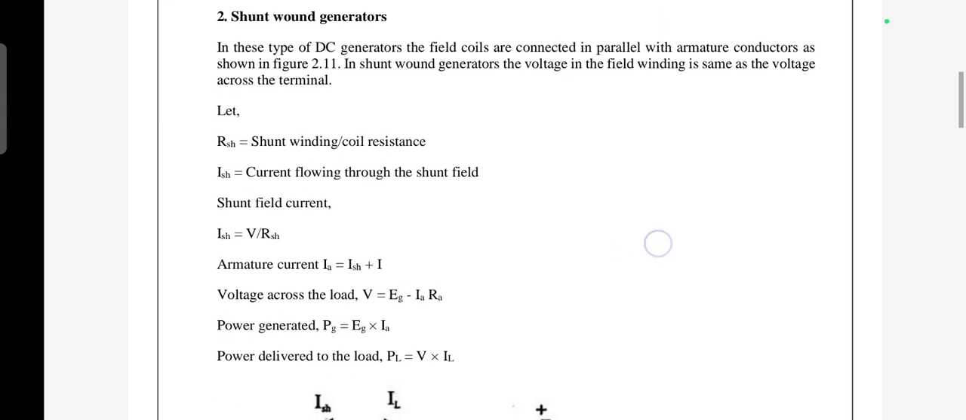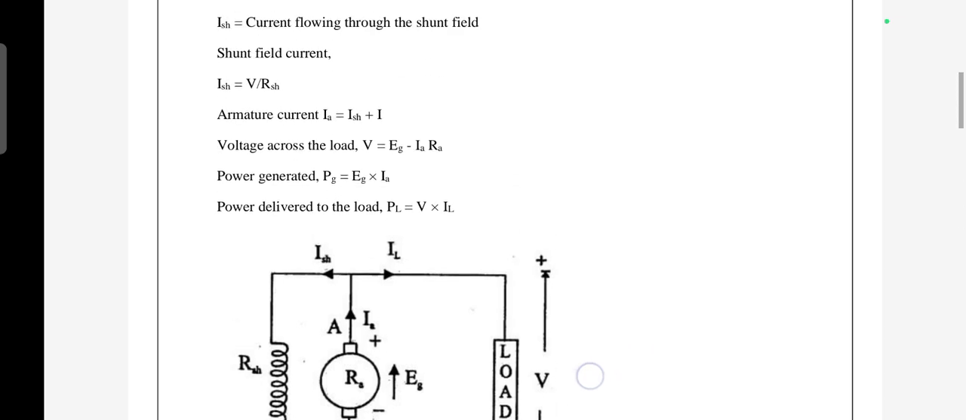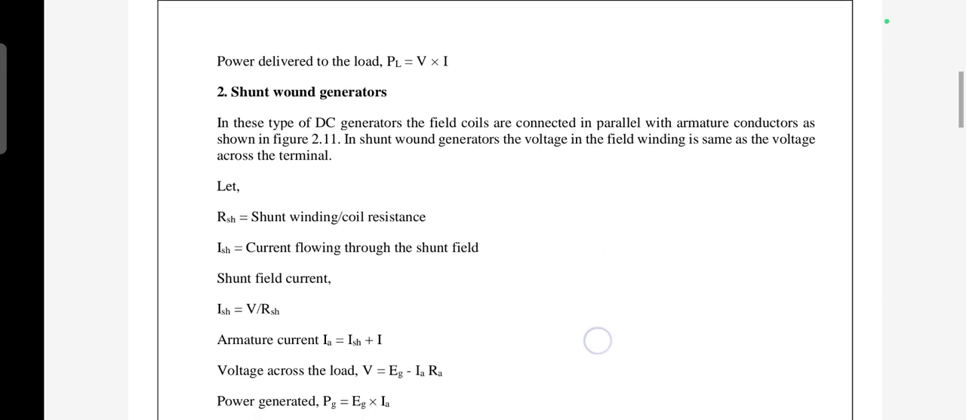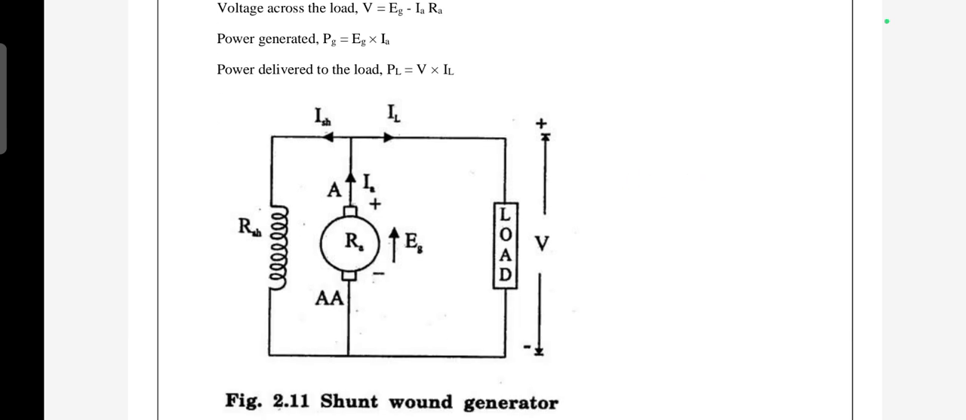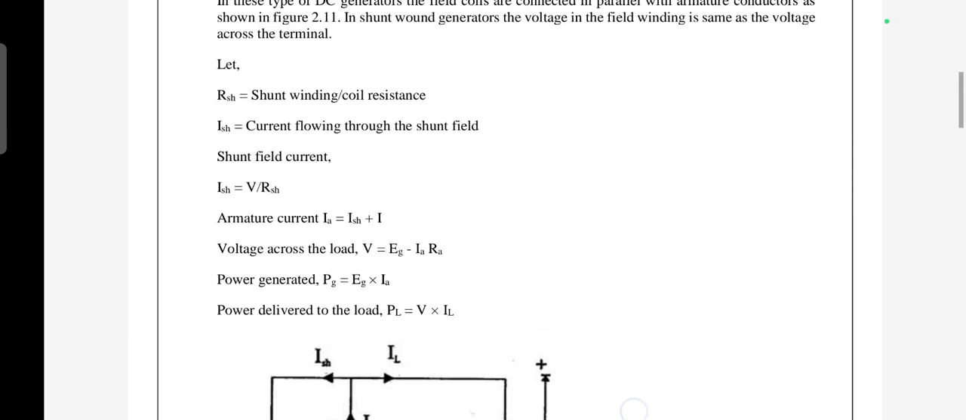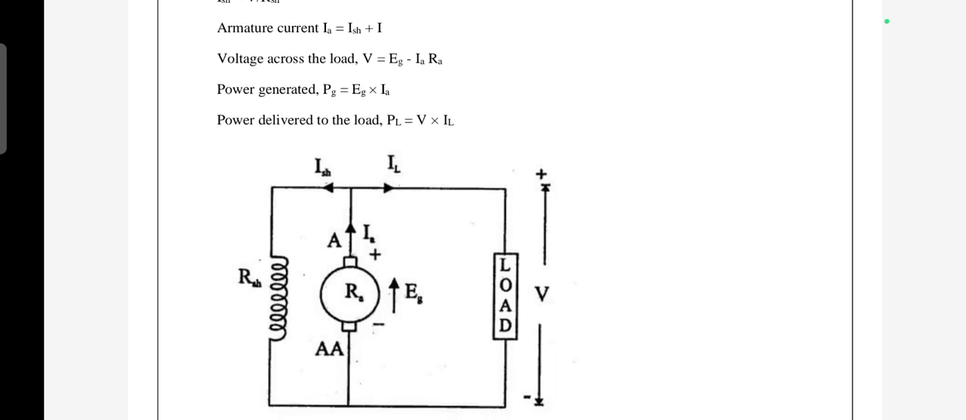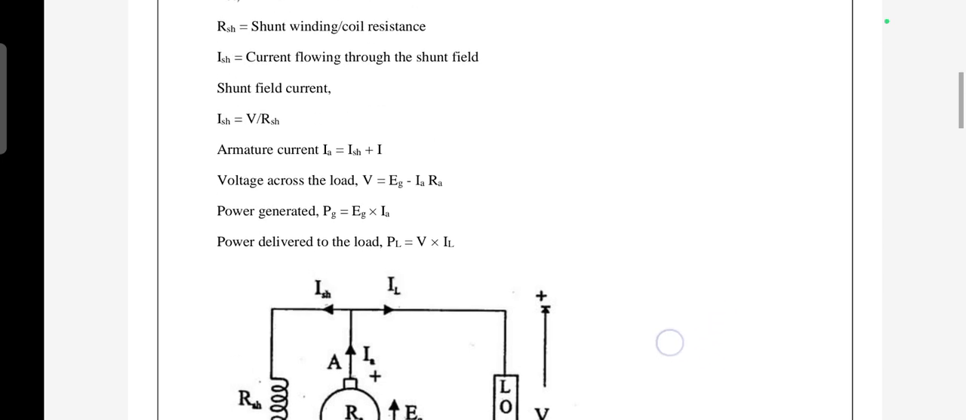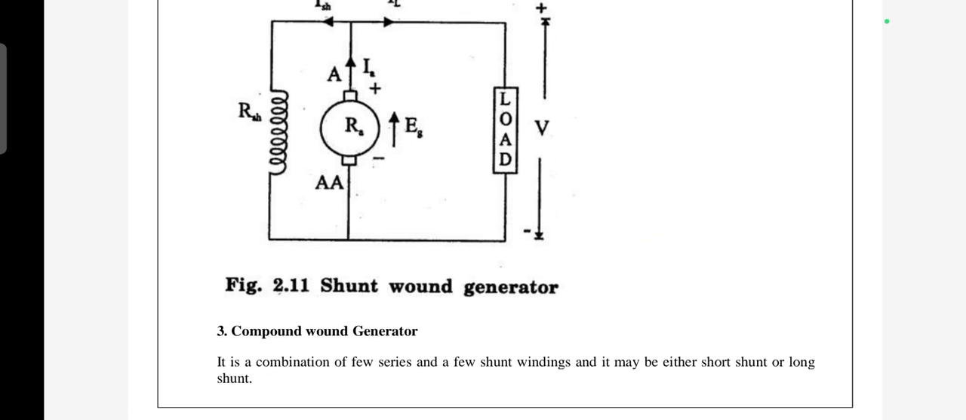The next one is the shunt wound generator. You can see here, in a shunt wound generator, the field coil is connected in parallel with the armature conductor. See, in the series wound generator, the field coil is connected in series with the armature conductor, and in the shunt wound generator, the field coil is connected in parallel with the armature conductor.